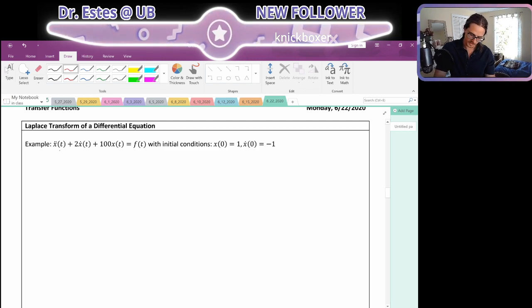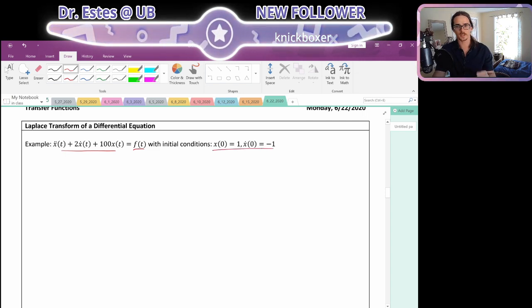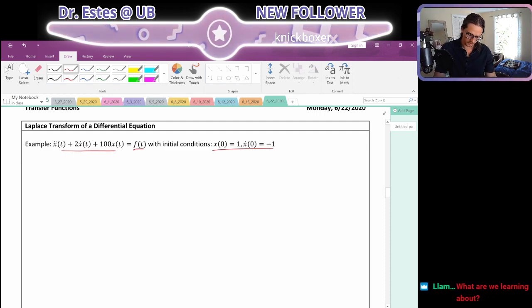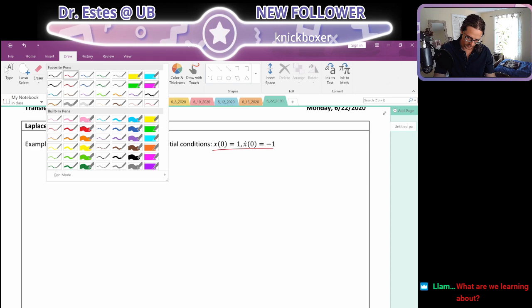So I have this second order differential equation. It's got some forcing function and some initial conditions. So let's take the Laplace transform of this. I'm getting bored of using red, so I'm going to use purple.